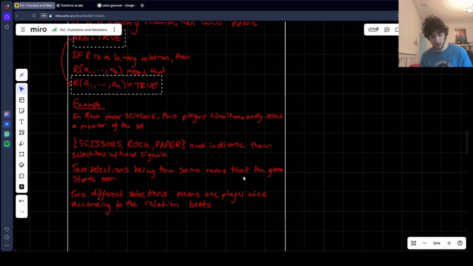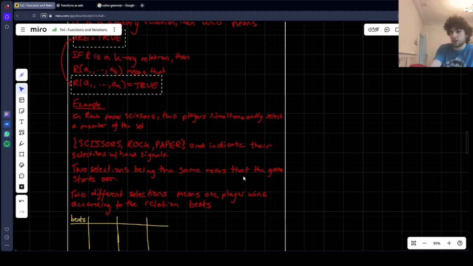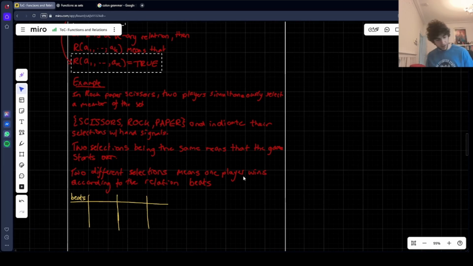If that doesn't make sense, I know that's a little bit vague, but let's go through how this relation would be defined. Let's look at it here. We can use a table to define this relation, because relations are functions. In this case, we have three options, so three inputs. This is player one, and this here is player two. So you're going to have scissors, rock, paper, and then rock, paper.